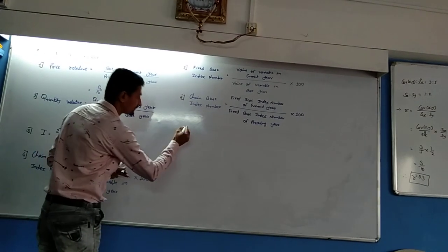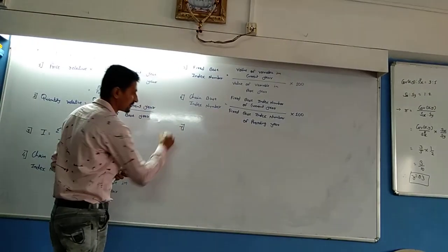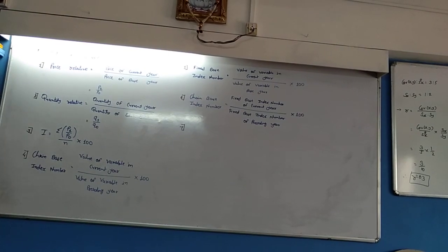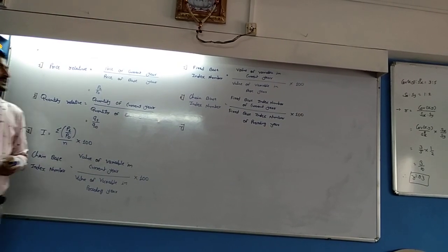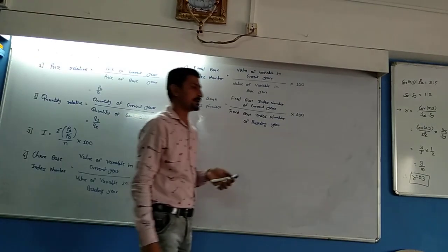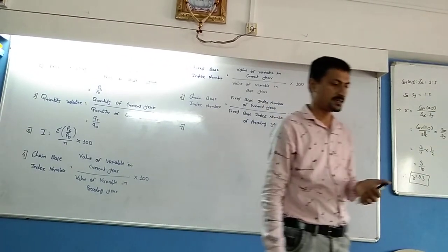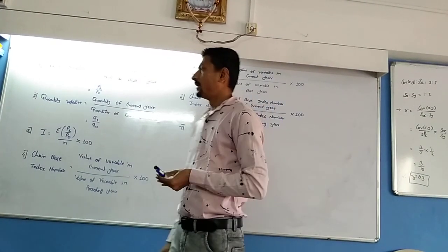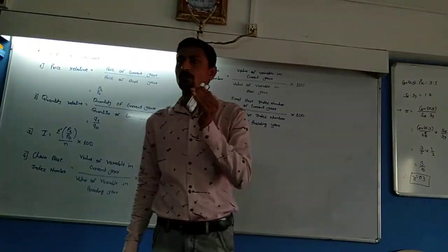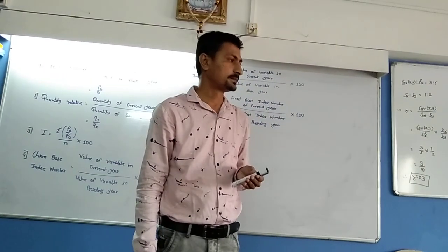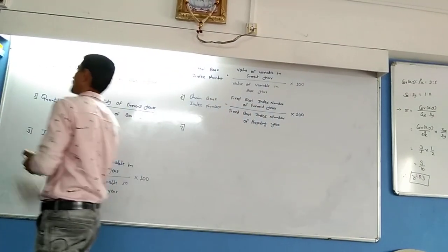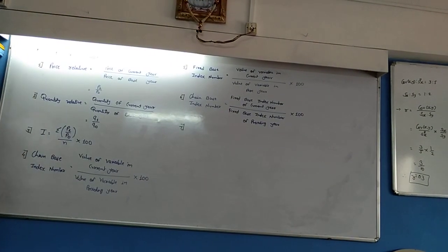Next, number 7. Write down the meaning: chain base index number convert to fixed base index number. Chain base index number convert to fixed base index.